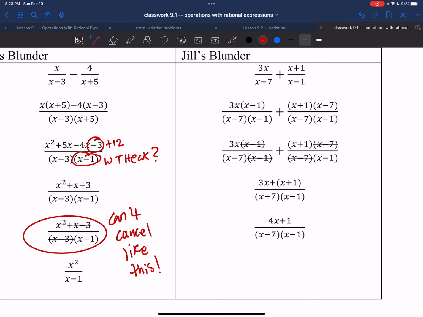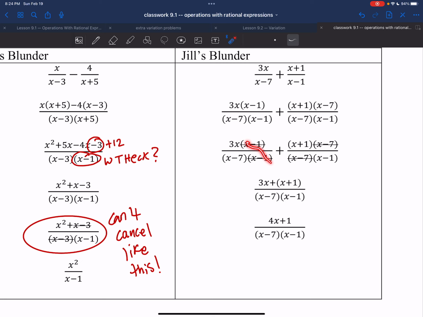Oh, Jill's blunder. Well, Jill. A lot of you are going to make this mistake because I notice this mistake all the time. And it's a silly mistake, and it's just a tiny mistake you have to watch out for, okay? So Jill says, okay, it's x minus 7, so I need an x minus 1 on top and bottom here. So that's good. Needs an x minus 7 here, so that's fantastic. Wonderful job, Jill, getting a common denominator.